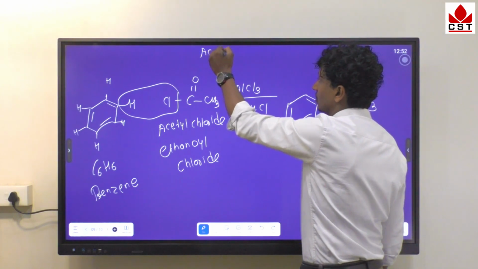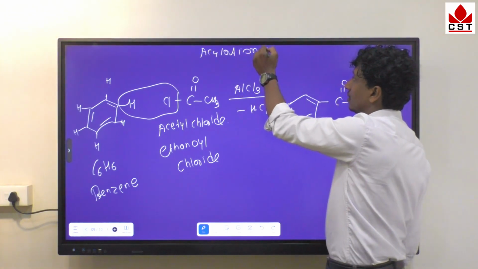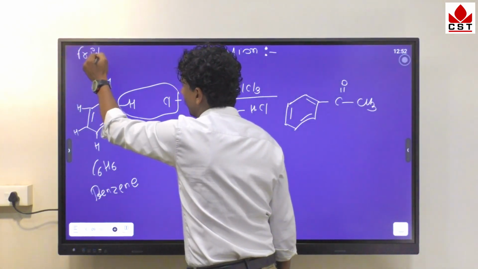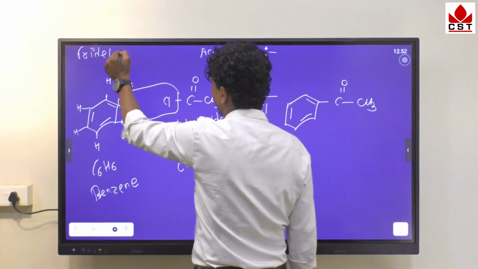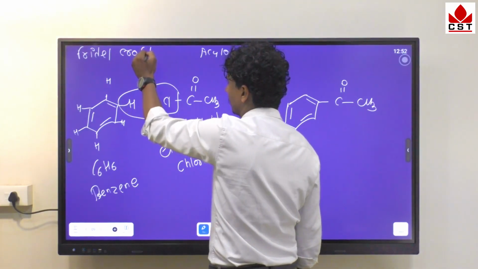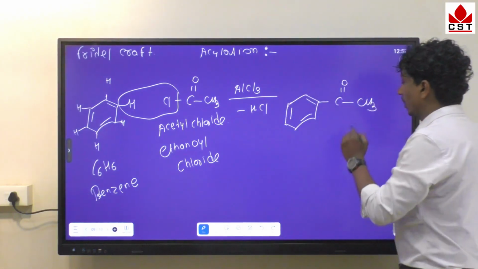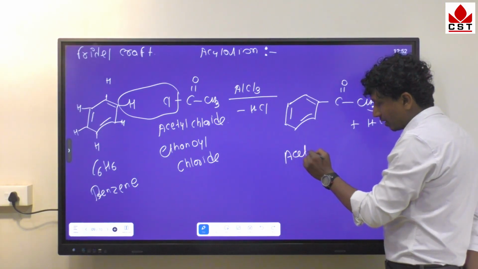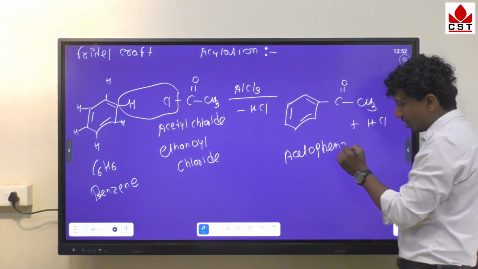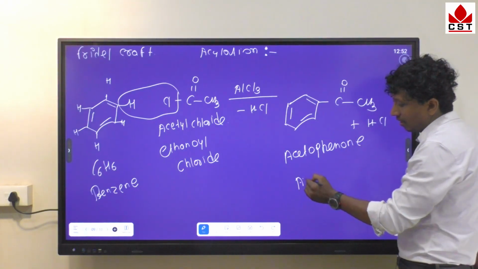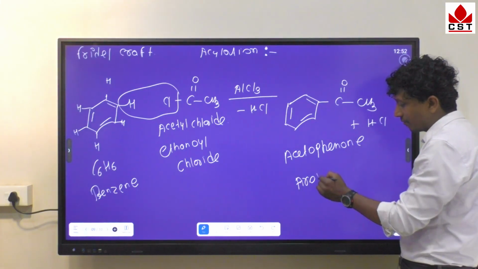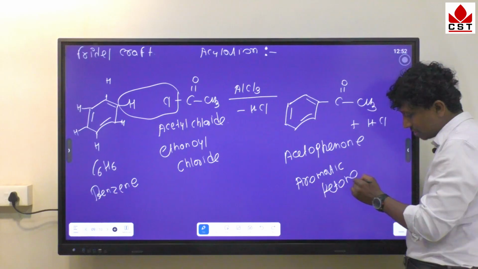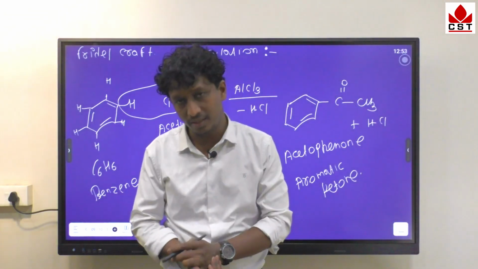Such a reaction is called acylation. It is known under the name Friedel-Crafts, the Friedel-Crafts acylation. In the reaction there is a minus HCl. This is your product, and the product is acetophenone. Acetophenone is part of the aromatic ketones.